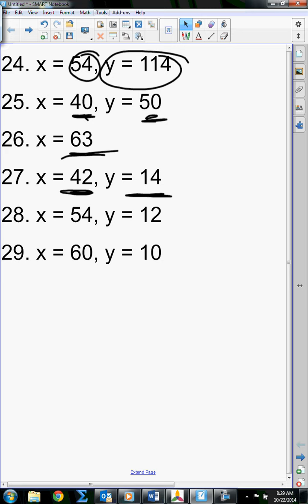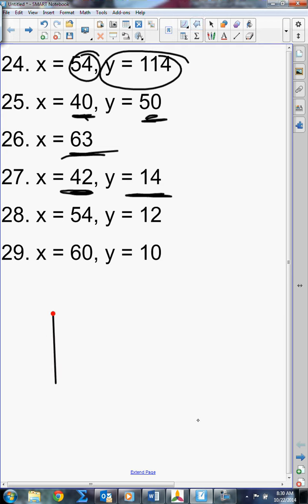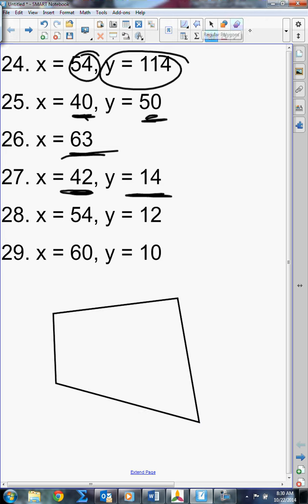Uh, 28, the same thing. We have another trapezoid. So it has exactly one set of parallel lines here and here, but also this line keeps going. Oh, actually, I'm doing 29, and I'm not going to erase it. So you are looking at 29.